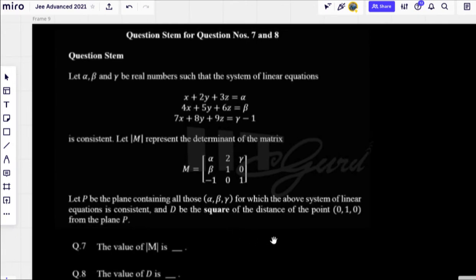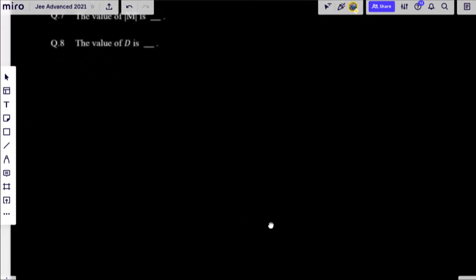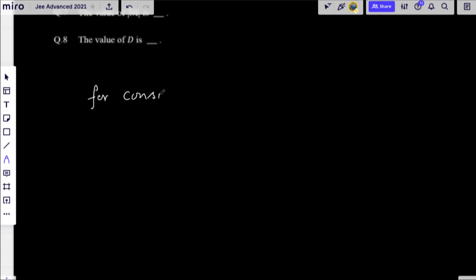And again, the determinant of matrix A is 0. So for consistency, the determinant of coefficient matrix A is 0. Let me write here, first we solve the first part, question number 7. Since the determinant of coefficient matrix A is 0, for consistency, adjoint of A into B is 0, right?